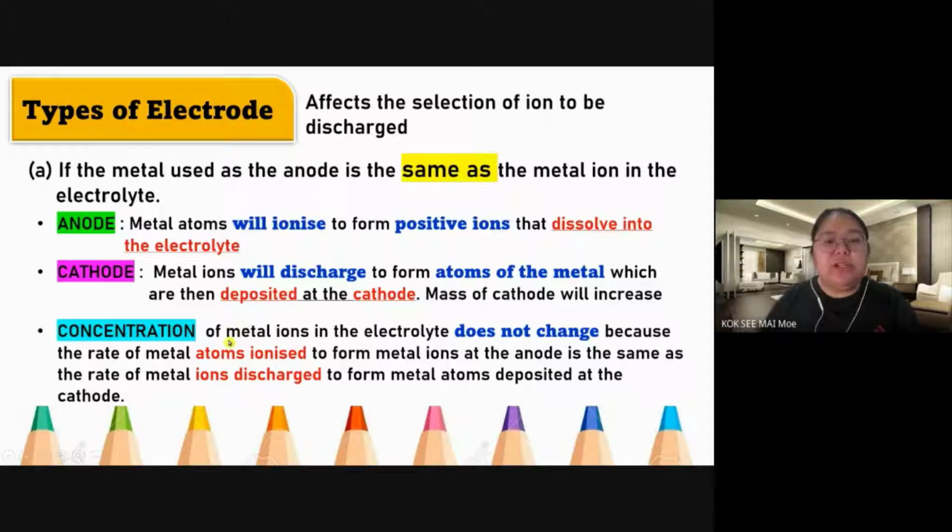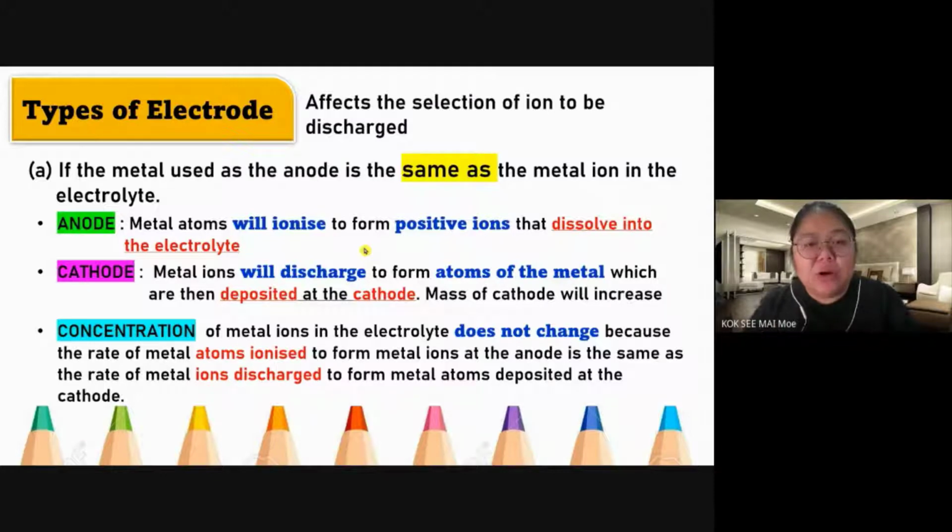So the concentration of the metal ion in the electrolyte does not change. Okay, does not change. Why? You see some of the atoms already deposited at the cathode, but the concentration never changed. Why? Because the anode also got dissolved into the electrolyte.